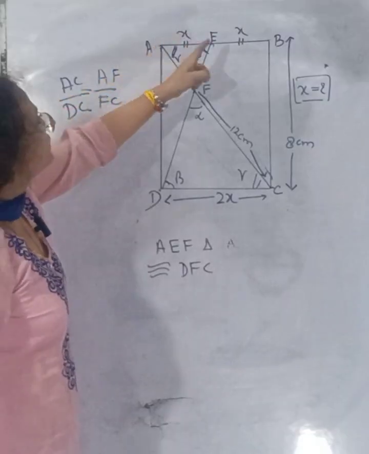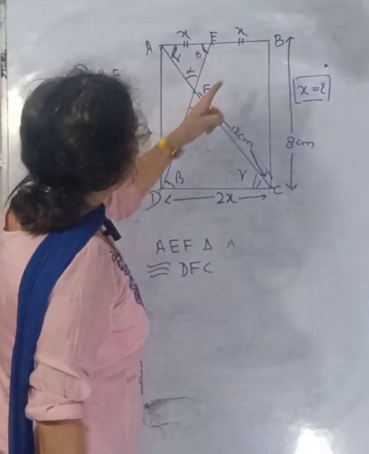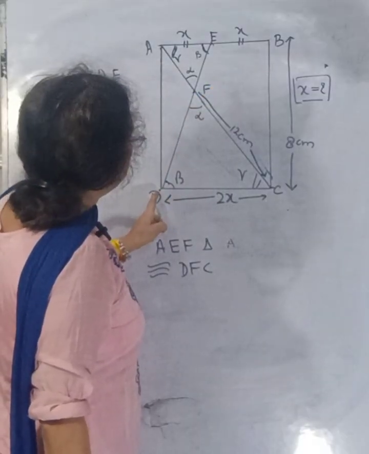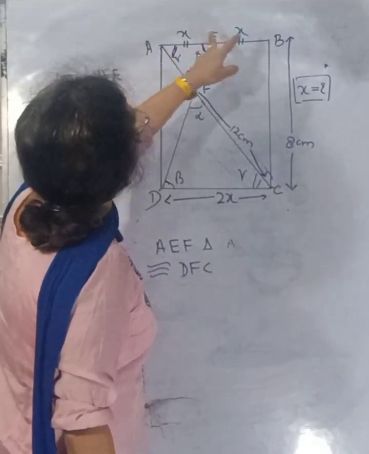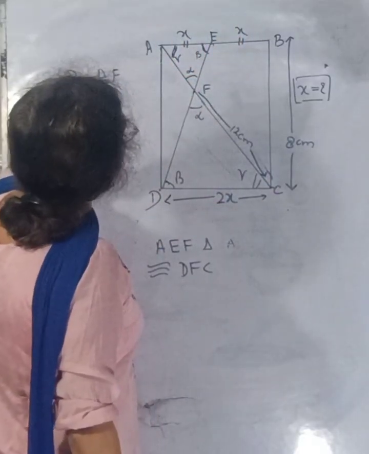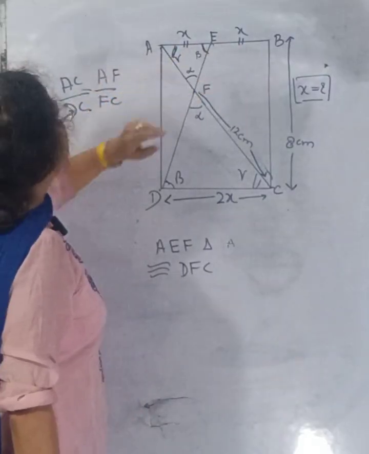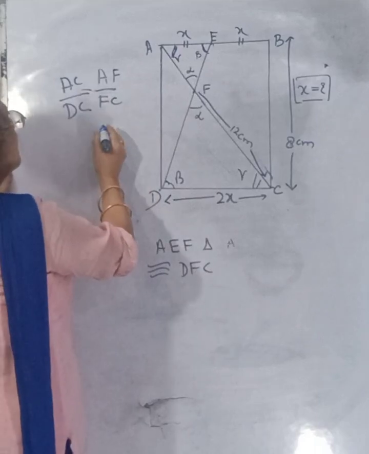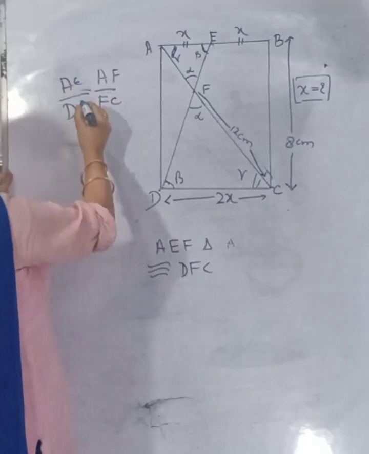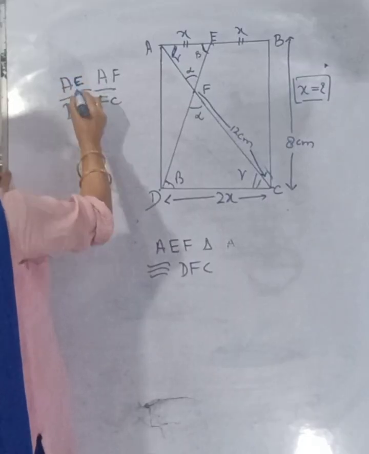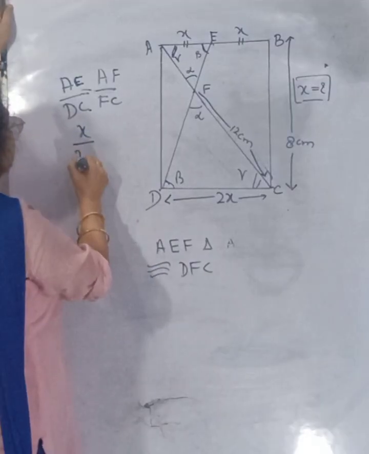AE is equal to x because this is the middle point. We are given AE is equal to EB, and naturally, because it is a rectangle, DC will be equal to AB. It means the total length will be 2x, and hence this will be x and this will be x. So AE is x upon DC, and DC is equal to 2x.